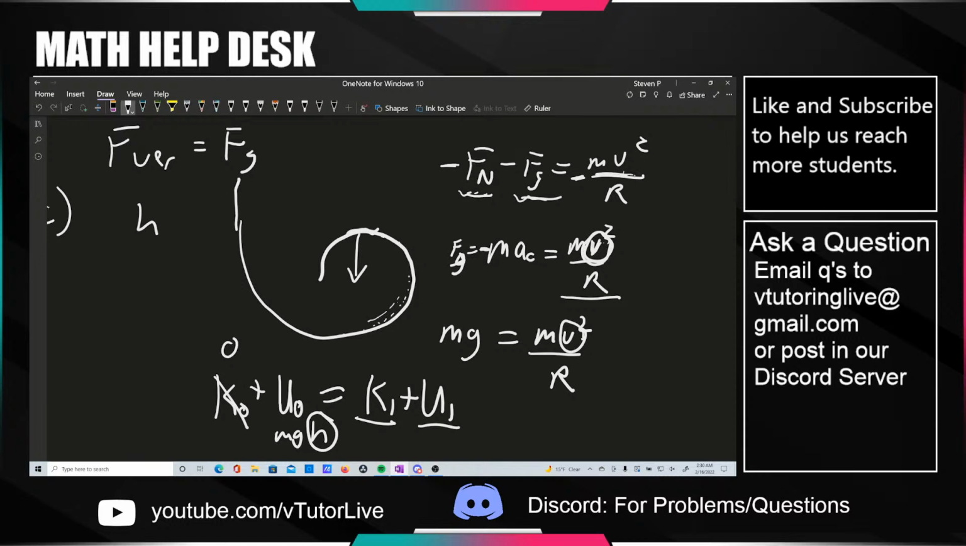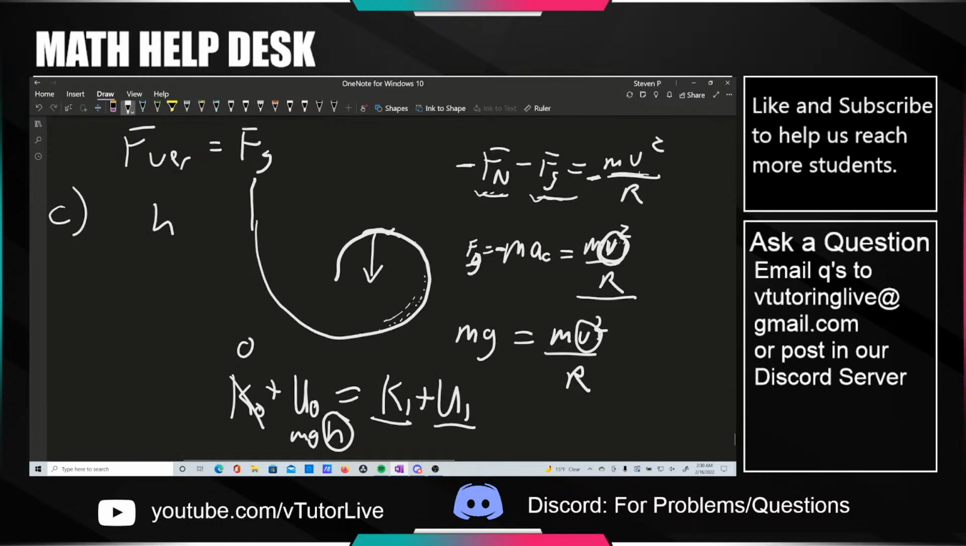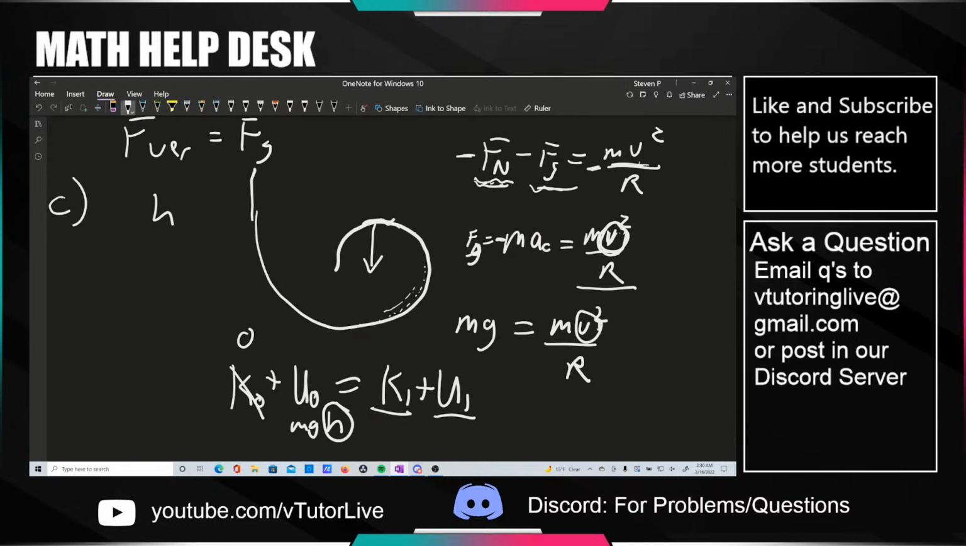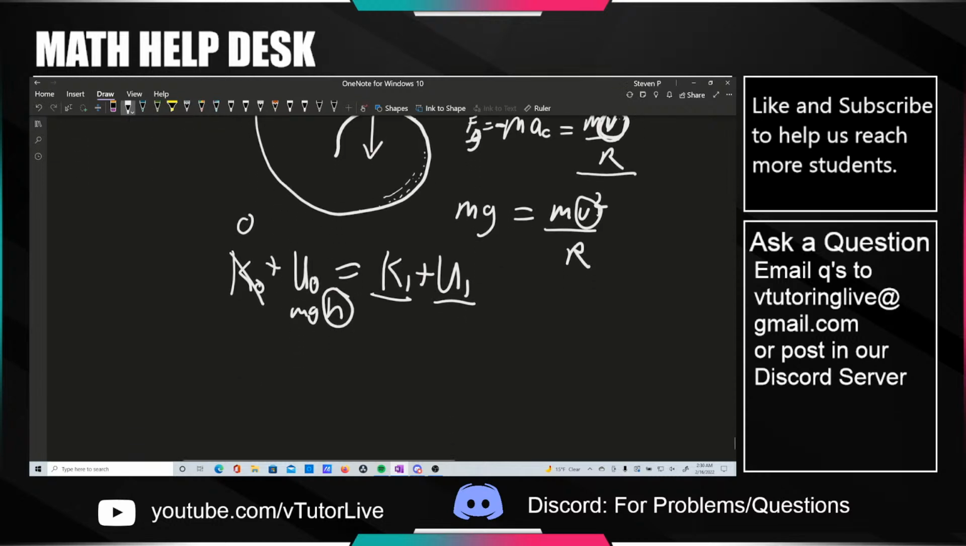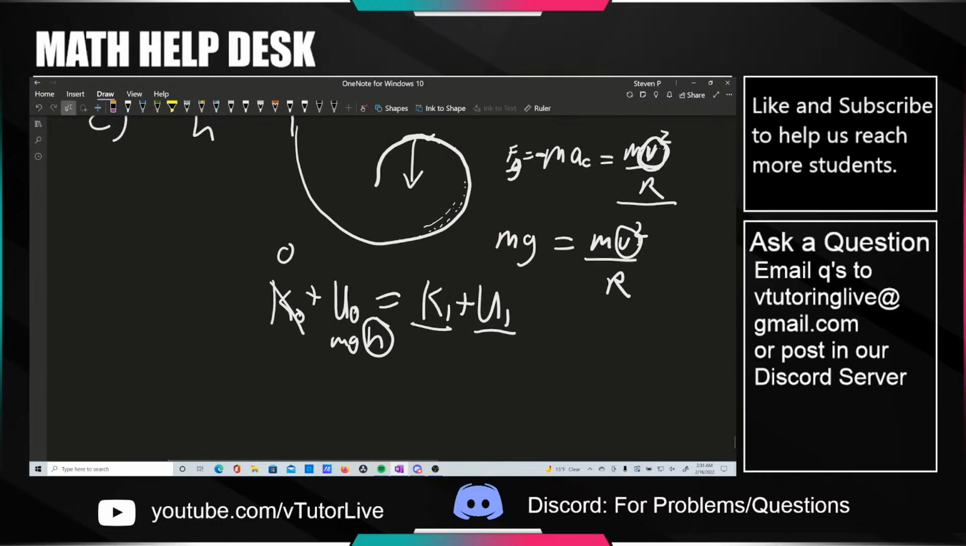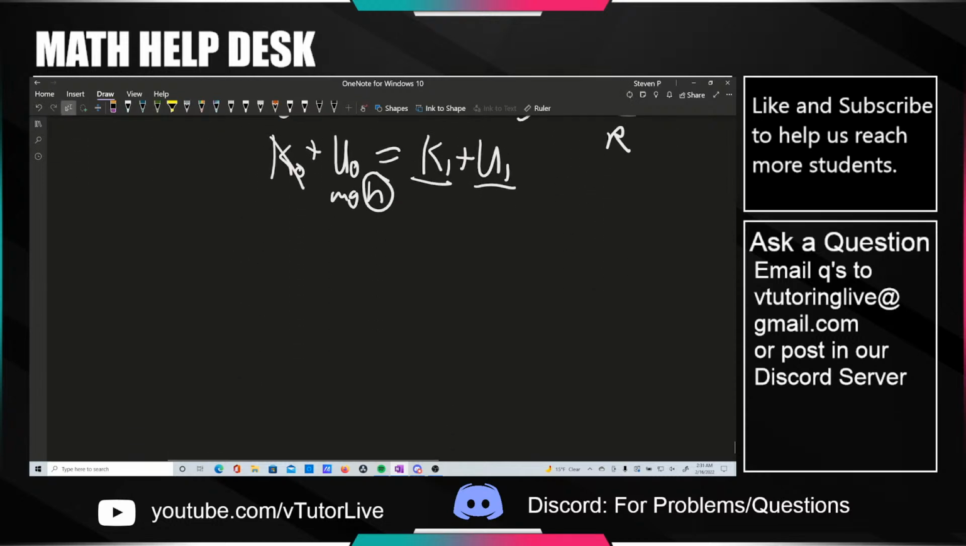But that's the motivation here for the relationship between Fn and V. So basically, when Fn gets the smallest possible, which is 0, V basically gets the smallest possible. And that's when you're just barely making it over the top. Anyway, sorry, that was really long-winded.